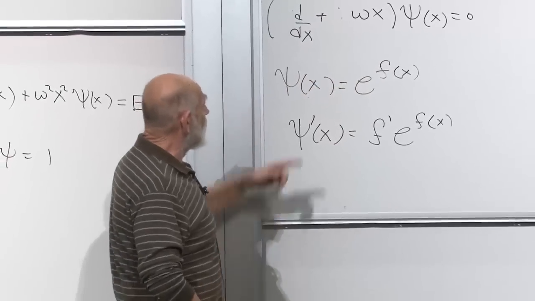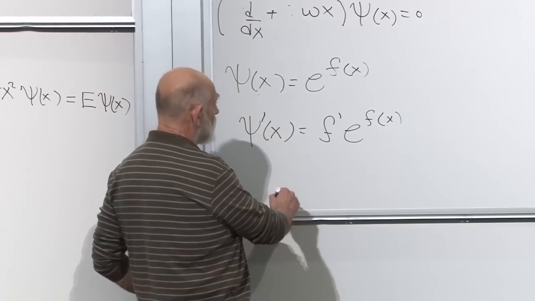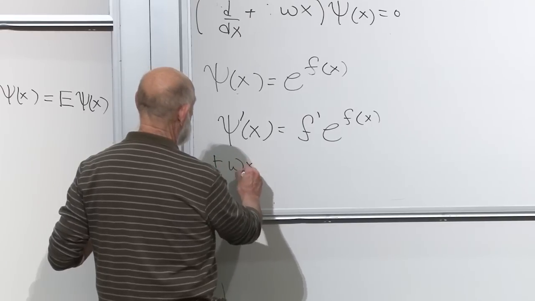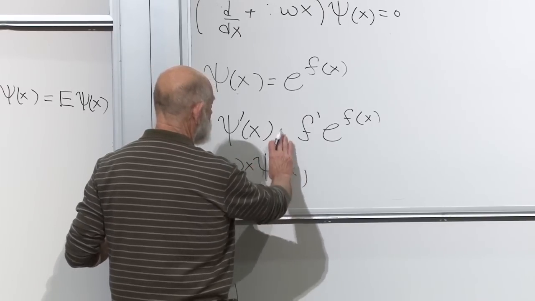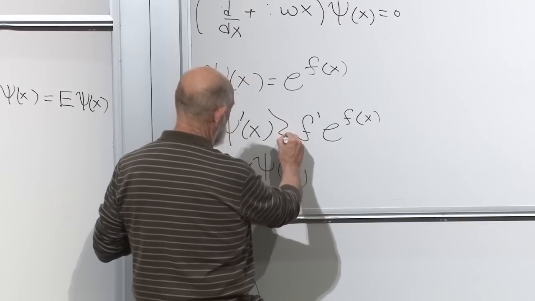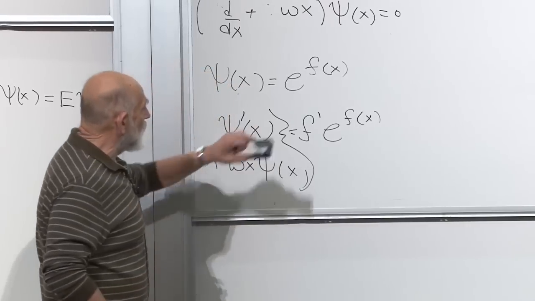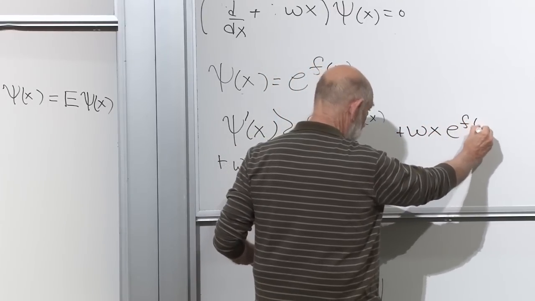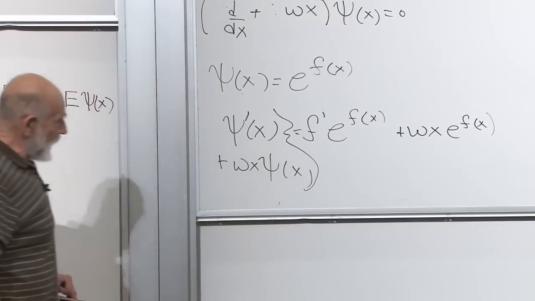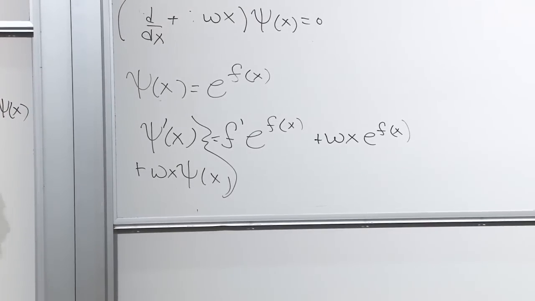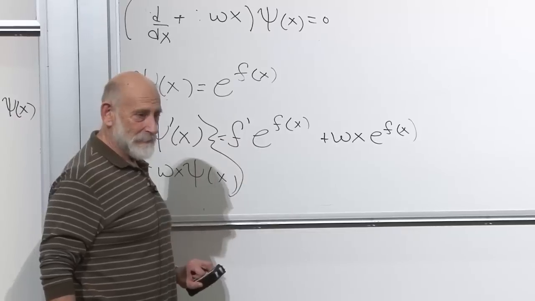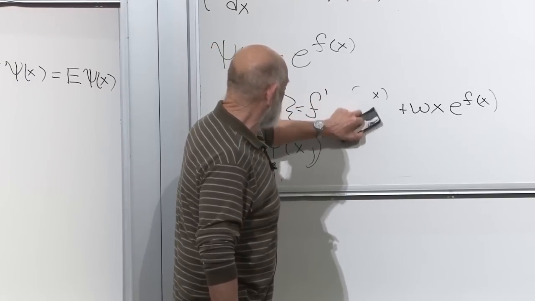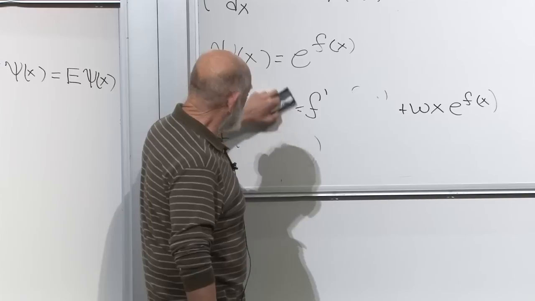And then we want to add to that plus omega x psi of x, which means we're going to add to this plus omega x e to the f of x. Now you see what Michael was saying, that the e to the f of x factors out. We can get rid of it. And that's why the trick was done in the first place. Let's get rid of all of this here.